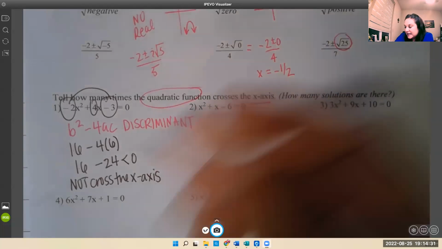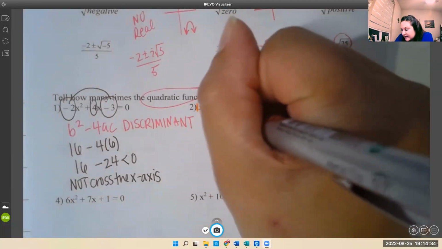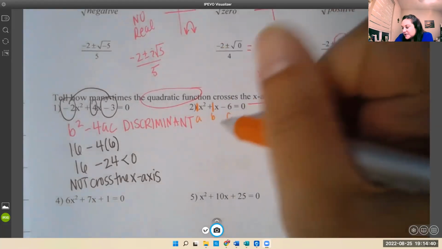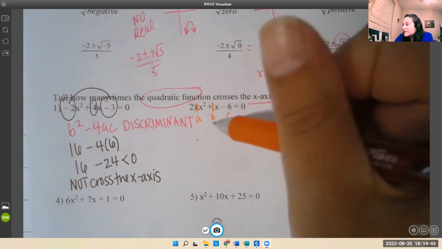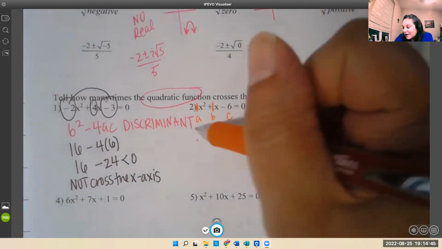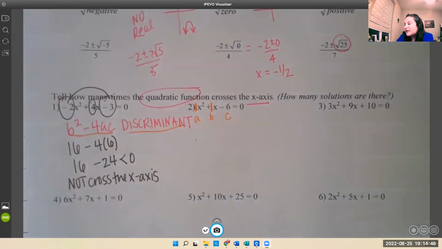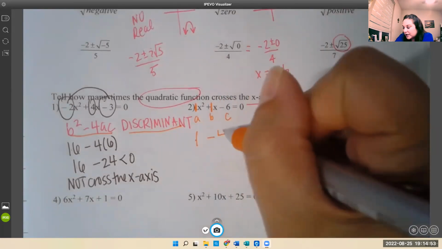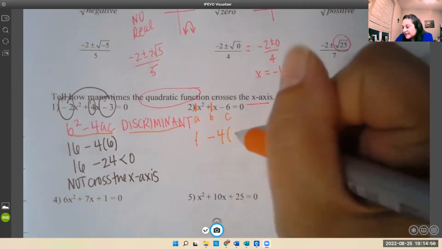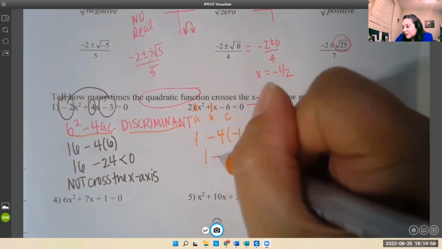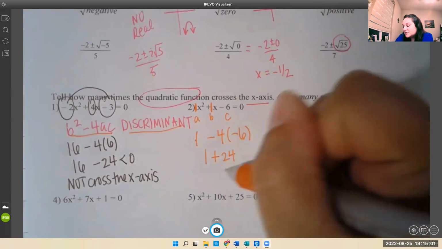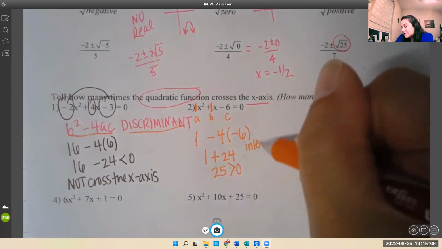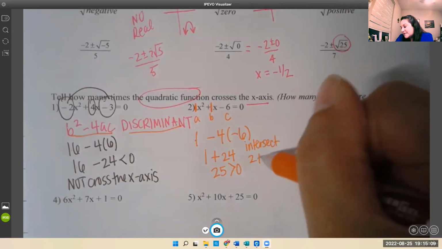On this next problem, a is 1, b is 1, and c is negative 6. So this is a, this is b, this is c. I almost went to the whole quadratic formula again, but right now all I need to figure out is what's going to happen underneath the square root sign. So b squared minus 4 times 1 times negative 6, and that's going to be 1 plus 24. That's 25. That's greater than 0, so it intersects 2 times.